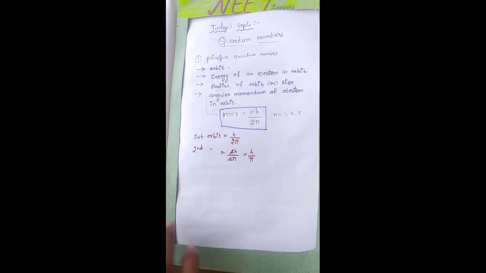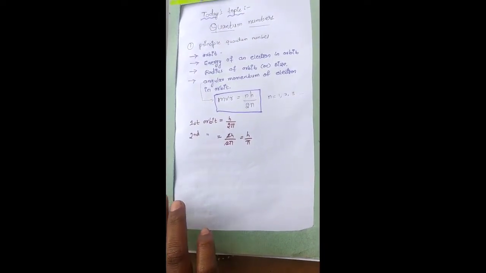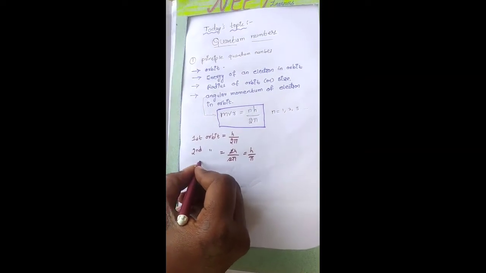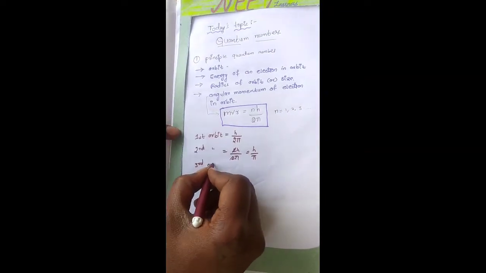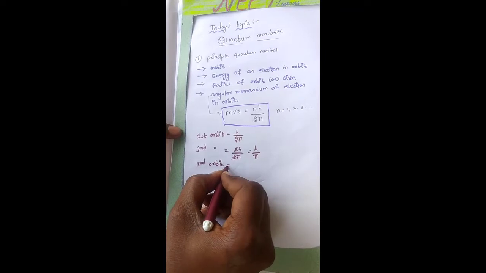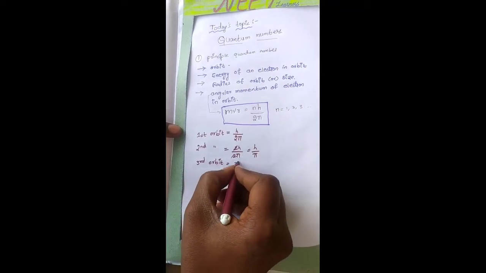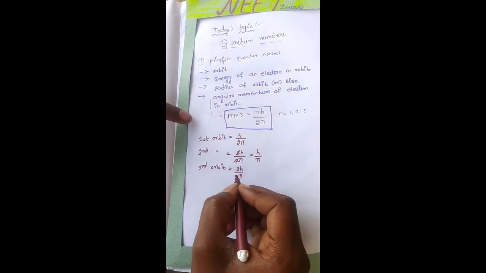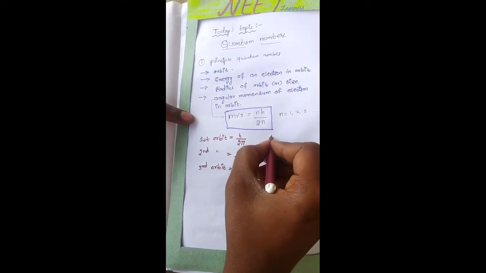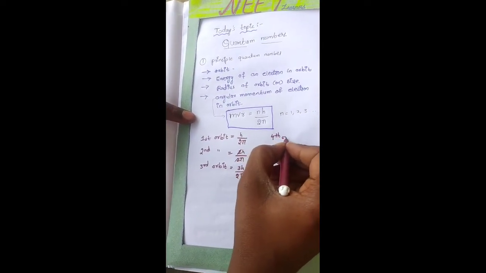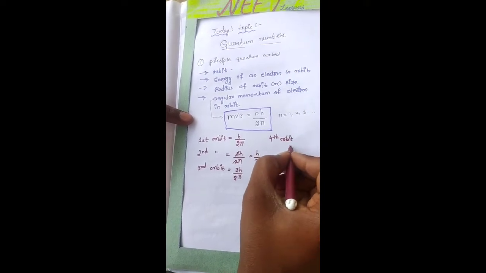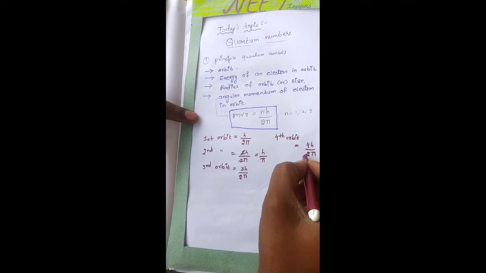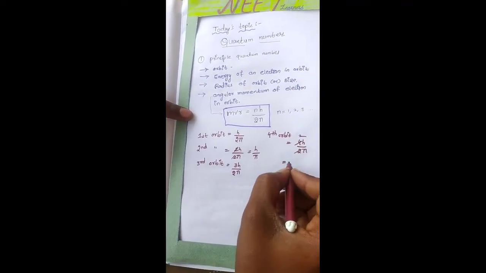Next, we will take the third orbit. n is equal to 3, so 3h by 2 pi. And if we take the fourth orbit, 4h by 2 pi. Two 2s are 4, so it is 2h by pi.